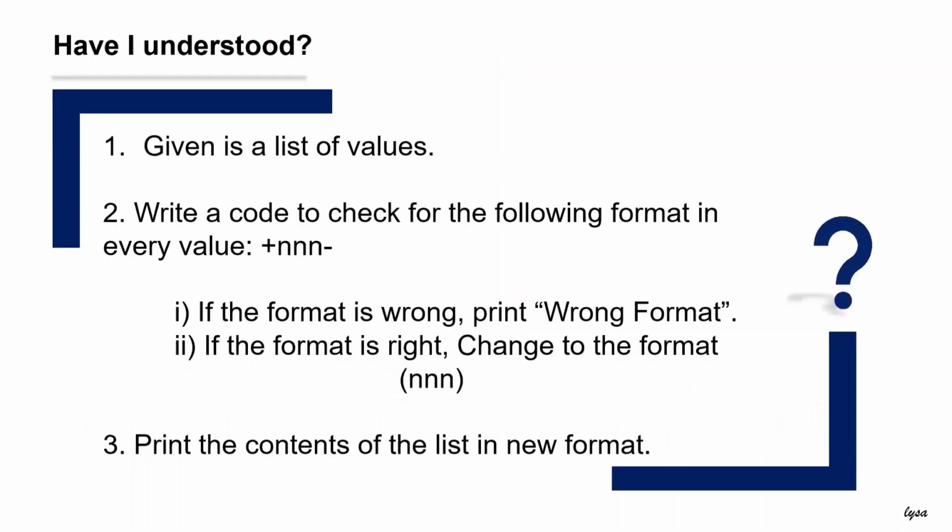Let's check if we have understood. Let's take a list of values. Write a code to check if the values are in the format plus NNN hyphen, where NNN are numbers. If the format is wrong, we print wrong format. If the format is right, we change to the format where all the 3 numbers are given within parentheses. And finally, we print the contents of the new list in the new format.